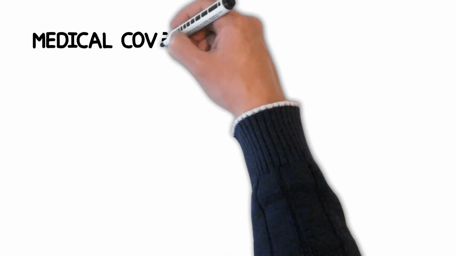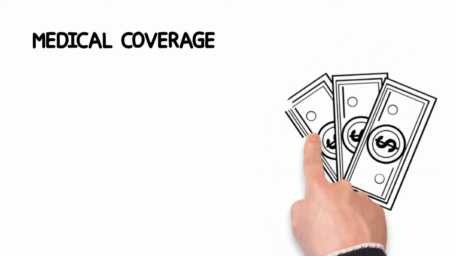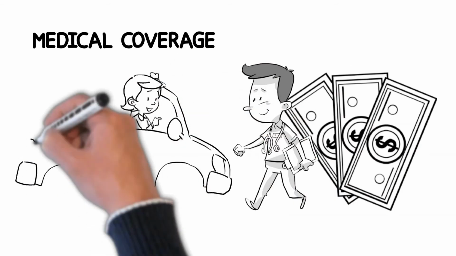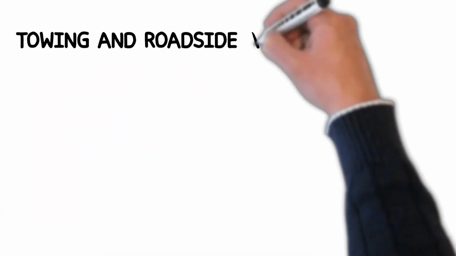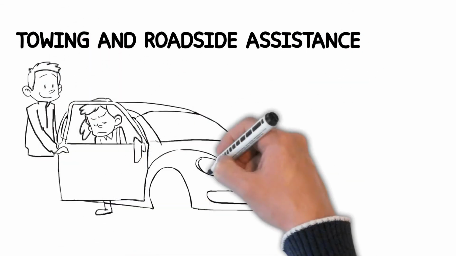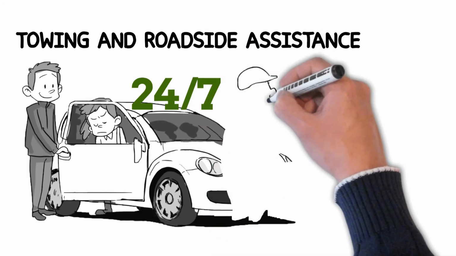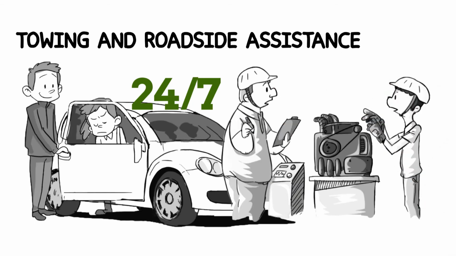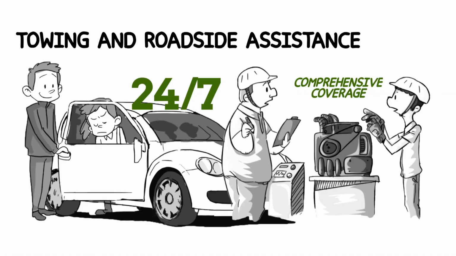The next type is medical coverage. This will help pay your medical expenses that aren't covered by your medical insurance plan. This can be applied to you or a family member riding in someone else's vehicle. Next up is towing and roadside assistance service. With this coverage, you'll get emergency roadside assistance 24/7. They can help you with a flat tire, or if you left your keys inside the car, or a dead battery. In other cases, this coverage is already included in comprehensive coverage.